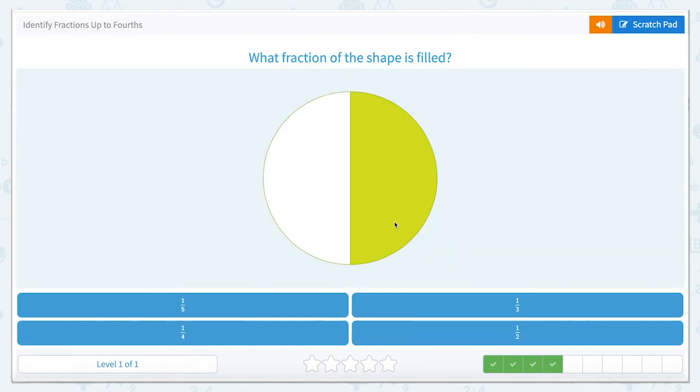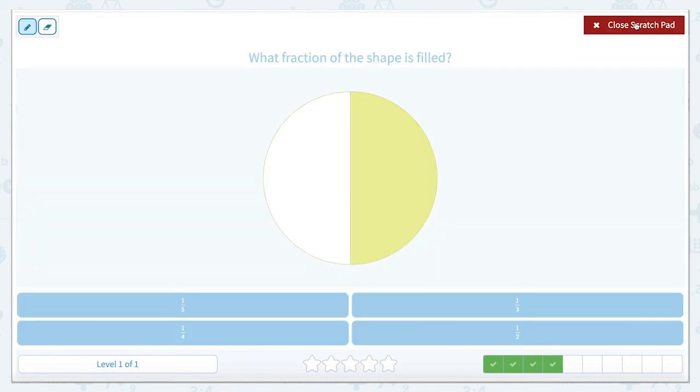Ooh, this is fun. This one is no longer a rectangle. This is a circle, but the same rules apply.